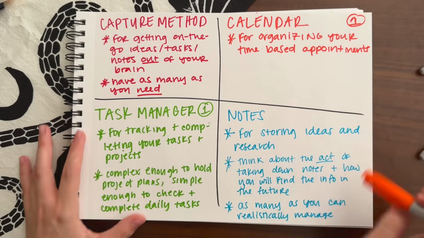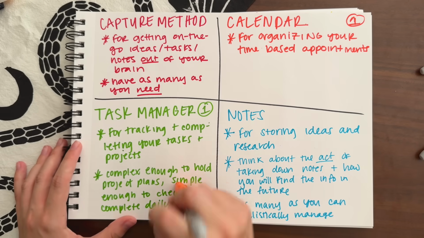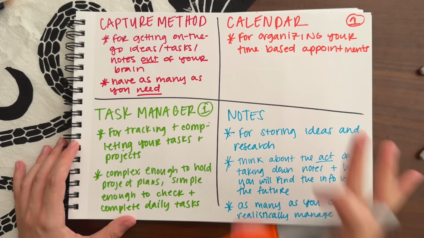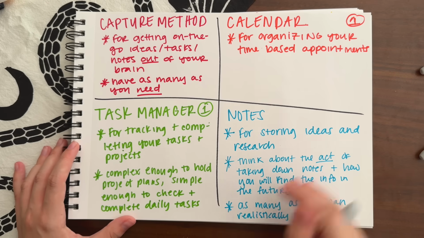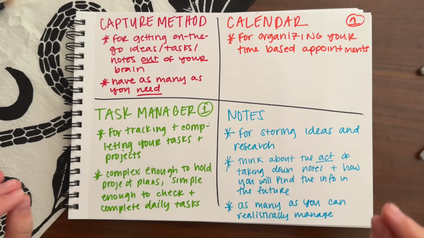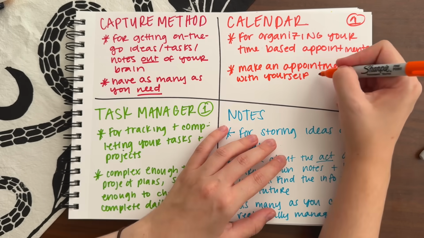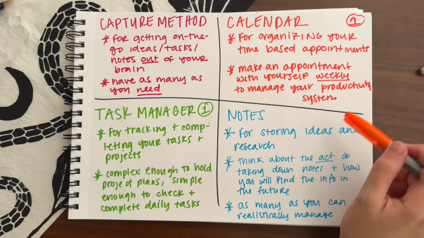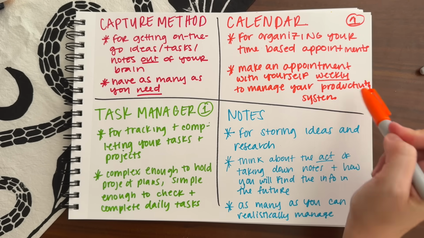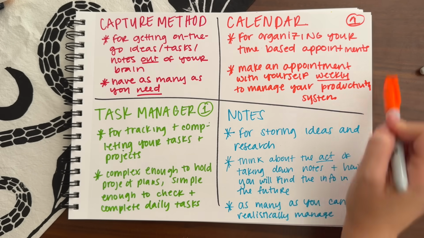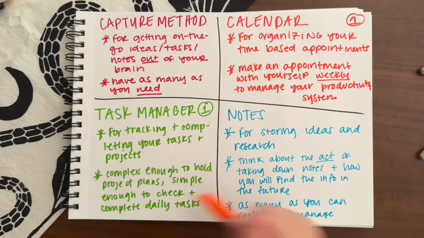So now that we've reviewed what our capture methods, calendars, task managers, and notes sections should look like in our productivity system, how do we make them all work together? Well, the key actually lies in your calendar. What you want to do is make an appointment with yourself weekly to manage your productivity system. Put that on your calendar. Make it non-negotiable. This is where you will get all of these things talking to each other.